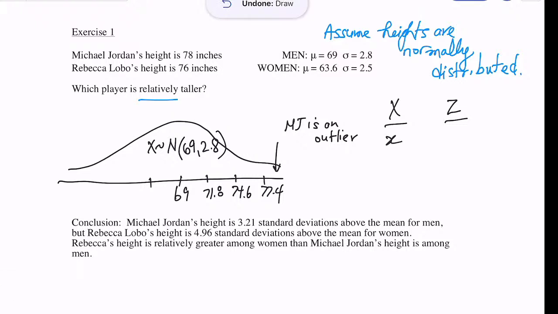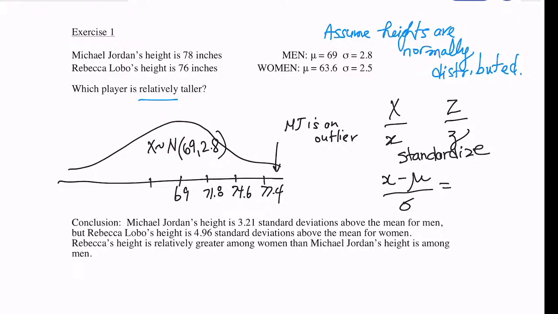To convert or transform from X to Z is a process called standardization, or standardize. And how you do that is you take X, you minus the mean, and you divide by the standard deviation. This gives you Z.